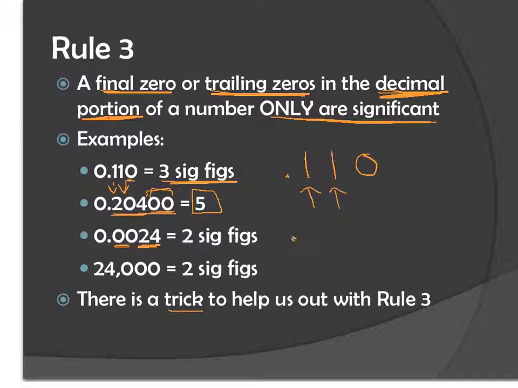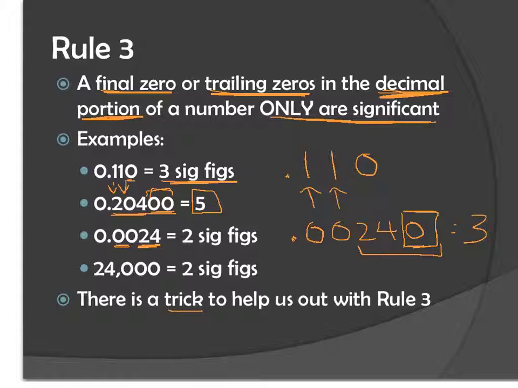Let me show you something though. Let's say we have 0.00240. In the past you might not have thought that this 0 mattered. But when it comes to precision, we're actually saying that this 0 has been measured. So this 0 would be significant. So if we're looking at this number, this would actually have 3 sig figs.